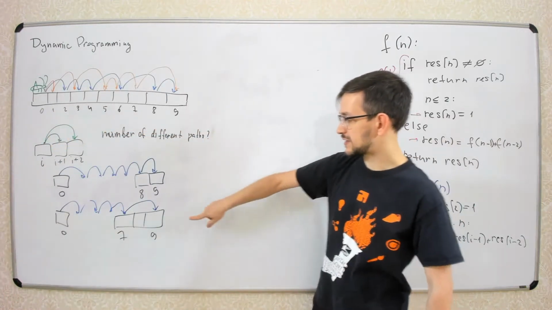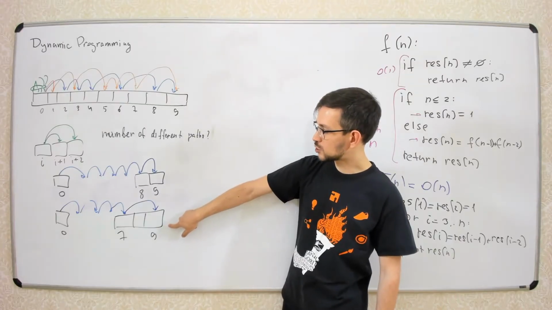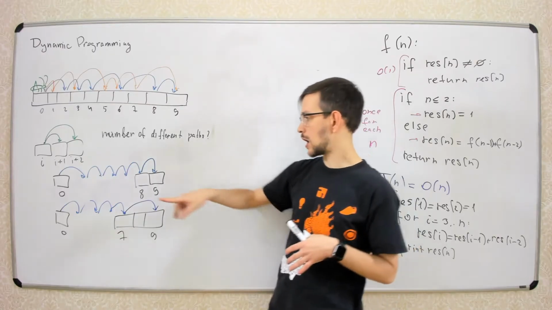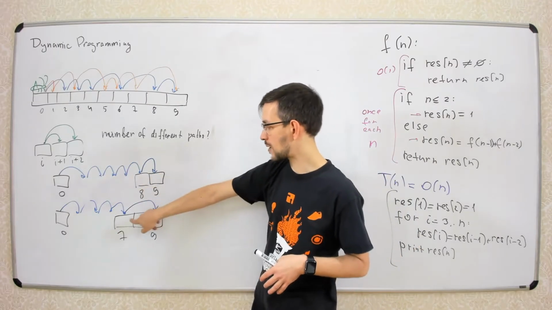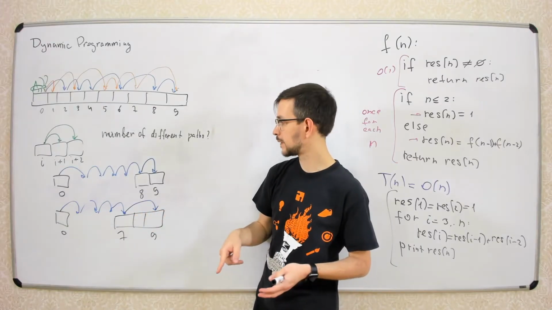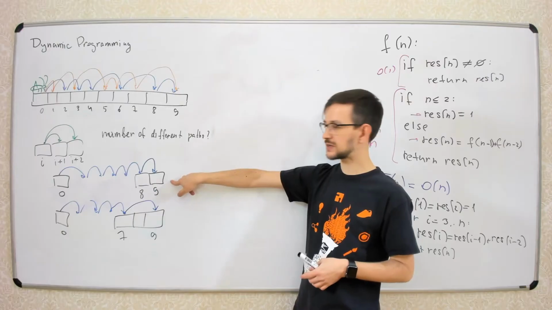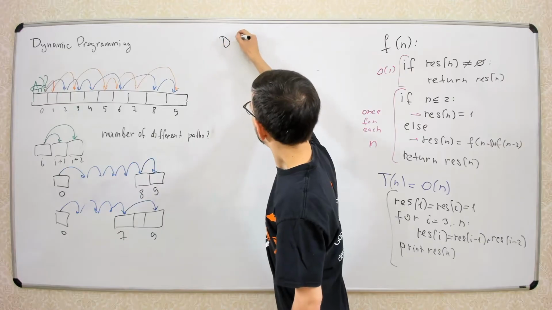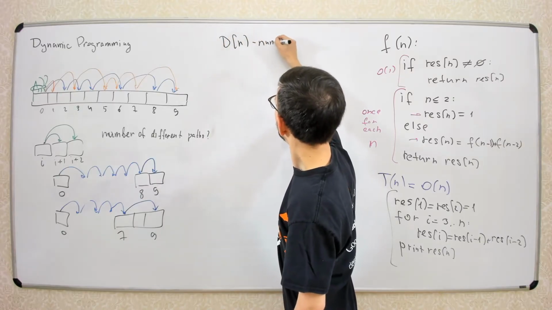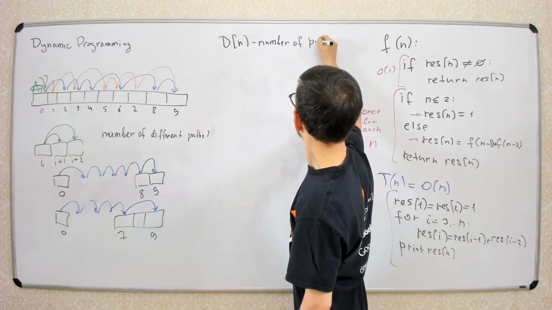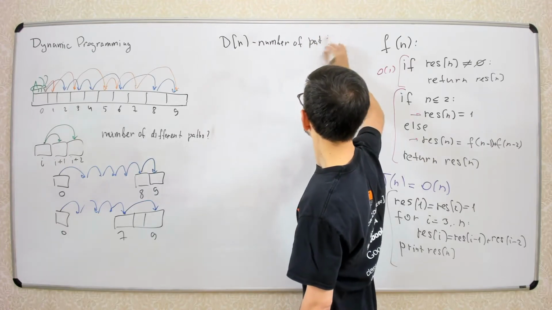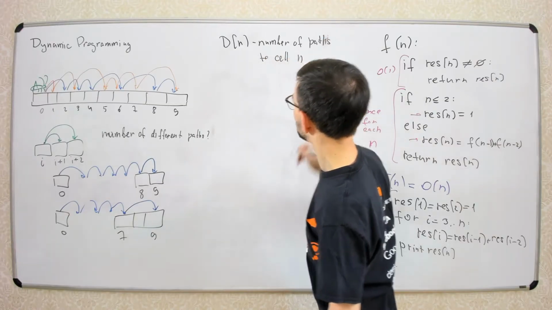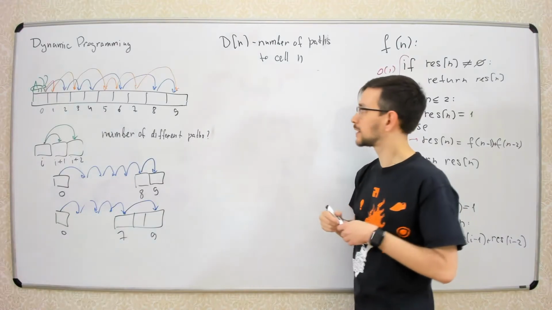So if we want to end in the cell 9, we need to get the sum of these two numbers. We need to get the number of paths to the cell 8 and the number of paths to the cell 7. So the first number will be the number of paths like this, and the second number will be the number of paths like this. If we have, let's say, d of n is the number of paths to cell n, we can calculate it like this.